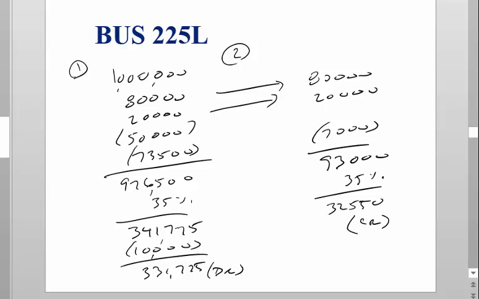This is pre-FIN 48. If I was going to add FIN 48, what would change? I'll answer that. This 10 would become 8. This 331 would become 333. That's the only difference. Okay?